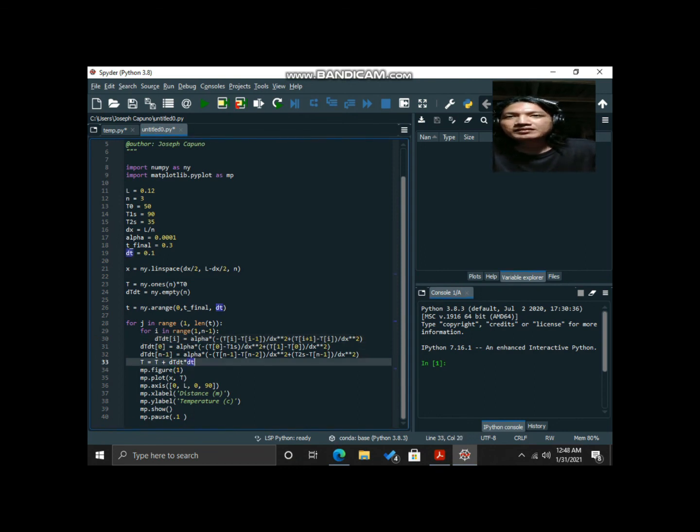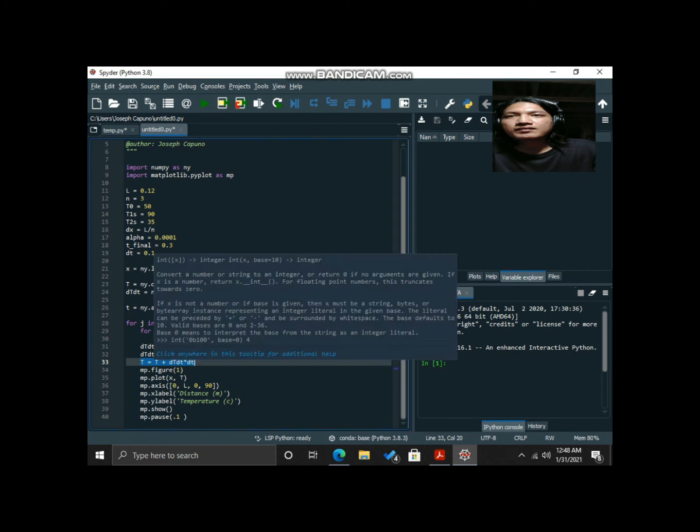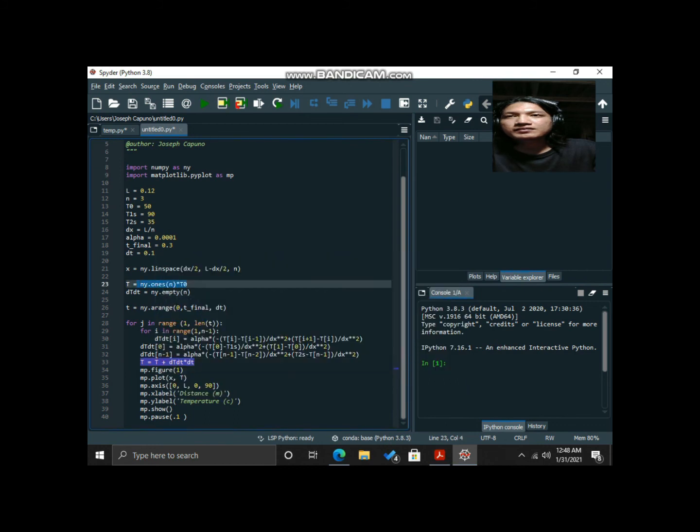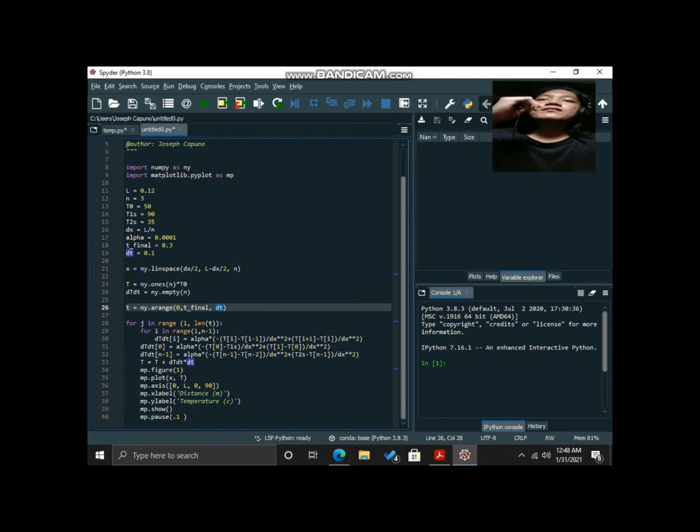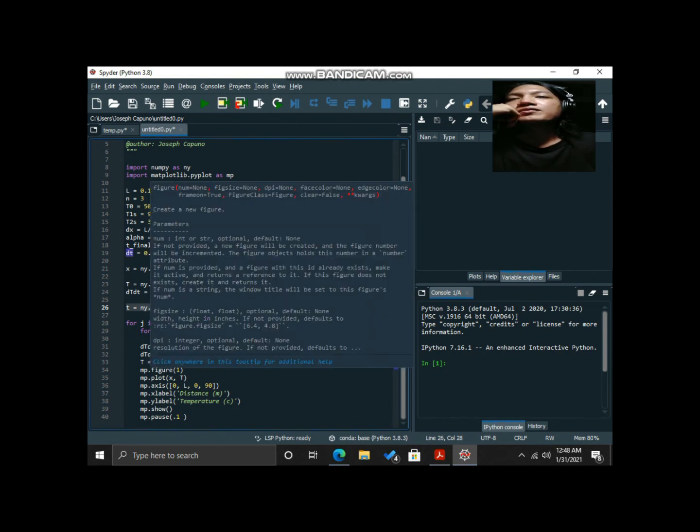So ito naman yung magiging sagot mo kasi ang hinanap mo is yung T. So T is equals to T, ito na yung initial temperature to, tapos plus yung dT, yung sagot mo dito, times yung dt, yung time increments. So sunod is itong plt.figure 1.